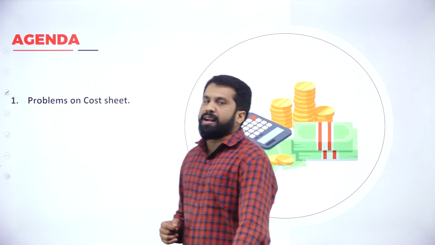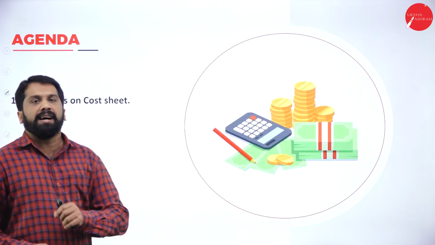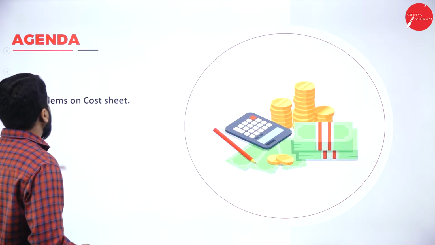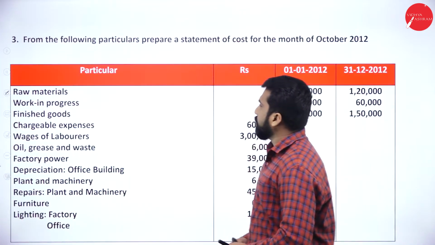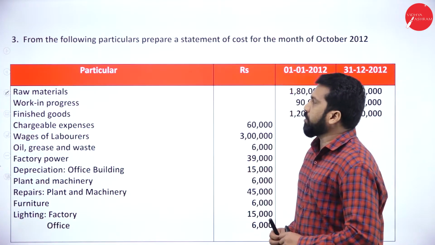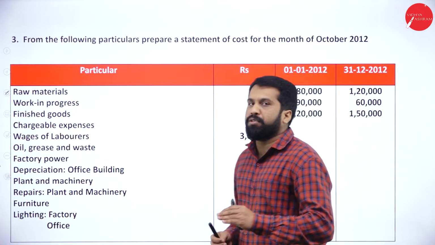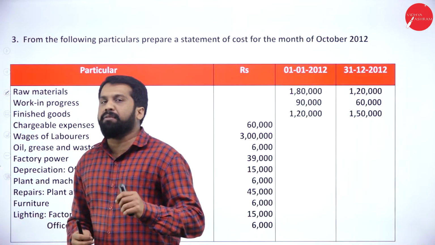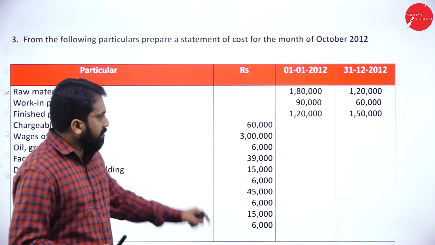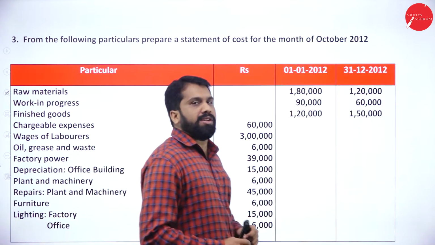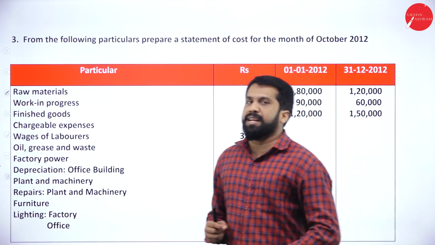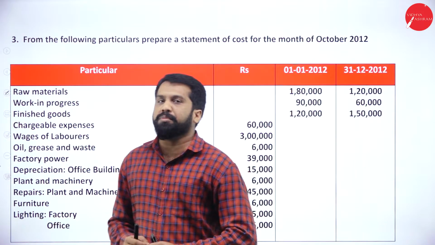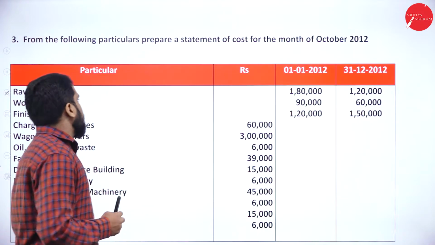So what will be your agenda for the day? The agenda for the day is very simple: problems on cost sheet. So this will be your question. As I told you, before you start your question, you have to classify whether it will come under prime cost, factory cost, office and administration cost, or selling and distribution cost.